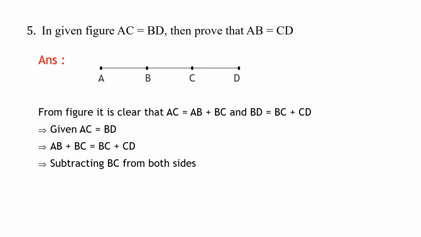Now we subtract BC from both sides, because subtracting equals from equals gives us equals. So subtracting BC from both sides, BC minus BC gets cut. So what are we left with? AB equal to CD, and hence we have proved that if AC equal to BD in the figure, then AB equal to CD. So we are proving the sums now, we are finding the answers based on the data given to us.